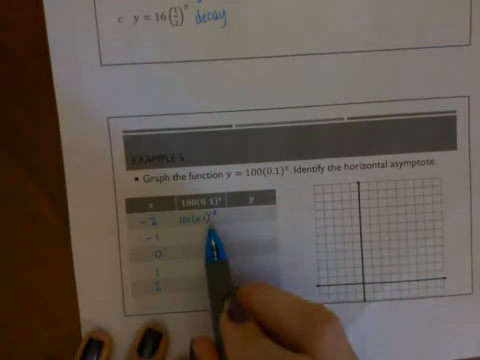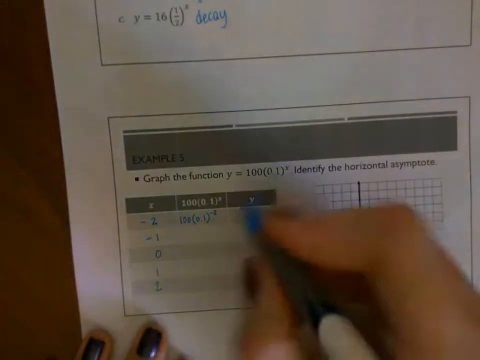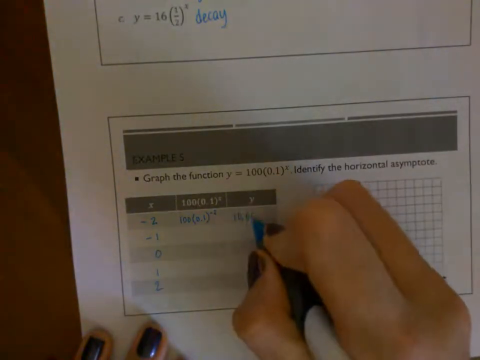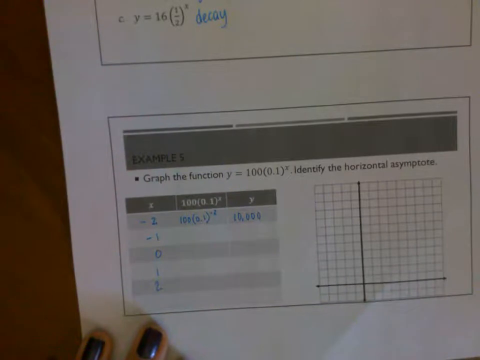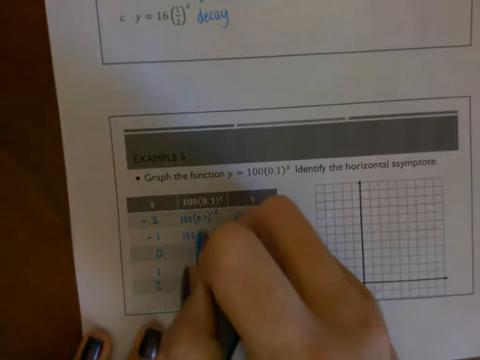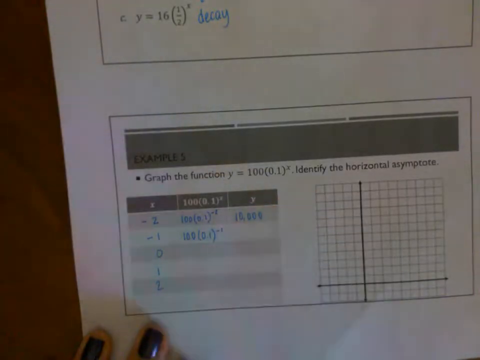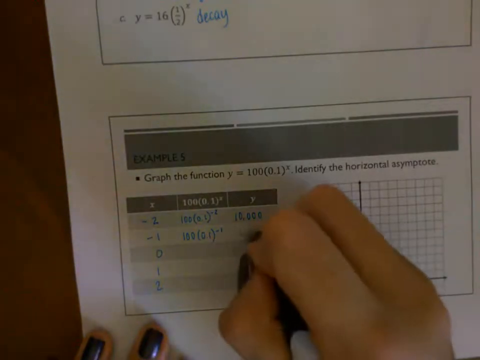And when I plug those in, I get 100 times 0.1 to the -2. 0.1 to the -2 is the same as doing 1 over 10 to the -2. And so when I square 10, I get 100, and then I do the reciprocal. And so instead of having 1 over 100, I have 100. So essentially I have 100 times 100, which is going to give me 10,000. That's a big number. What about if I do this? 0.1 to the -1, that would be like having 1/10, but then do the reciprocal, so 10. So this is going to give me 1,000.